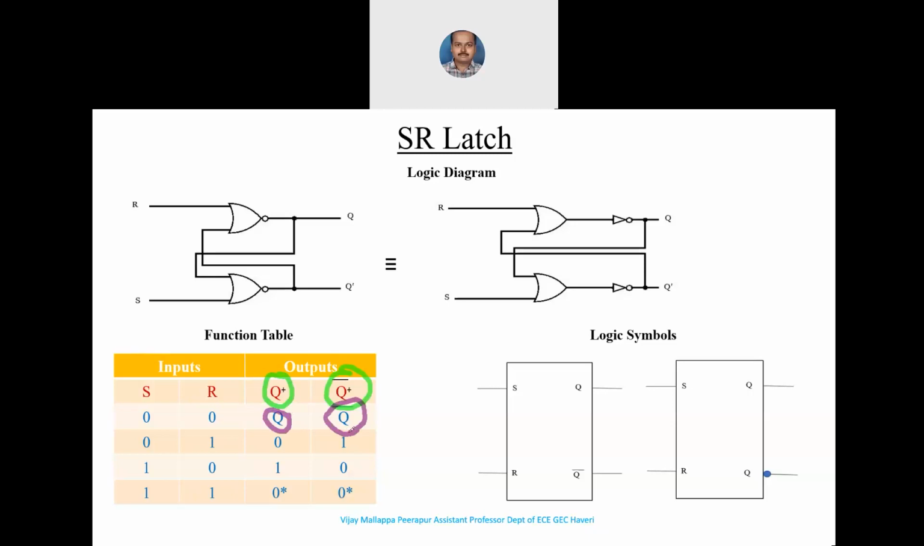And whenever you see Q plus and Q plus bar there, we call it the next state. In the sense, depending on whatever input combination you give, the outputs Q and Q bar will change here, right? And for whatever the previous inputs S and R were, whatever outputs we had there, we call that the previous state, right?